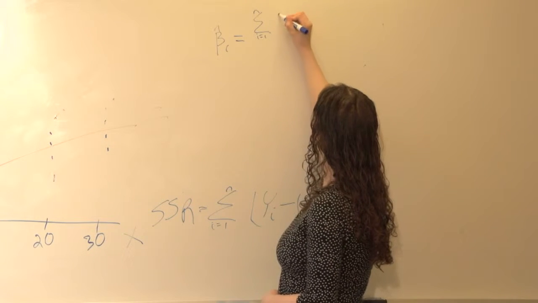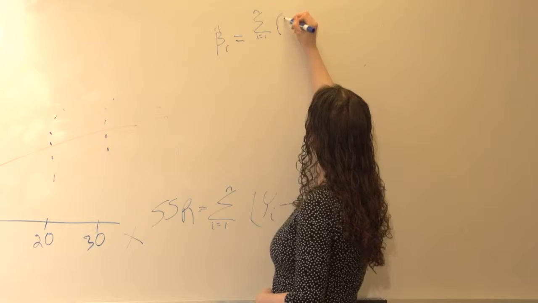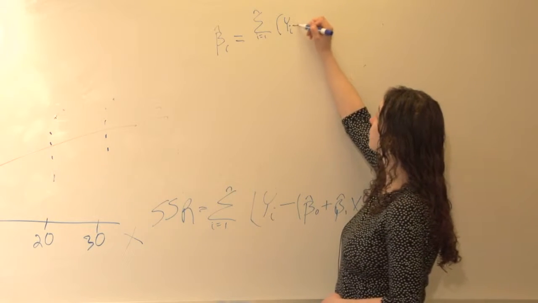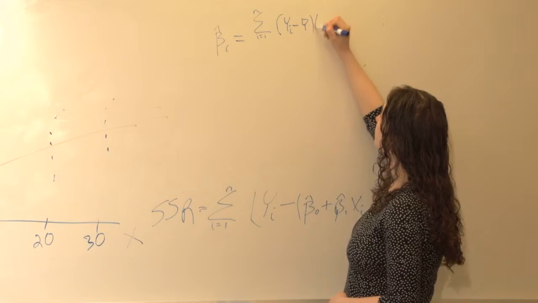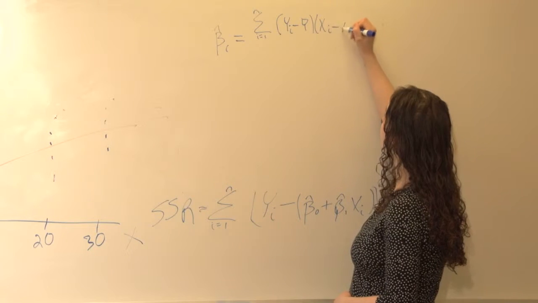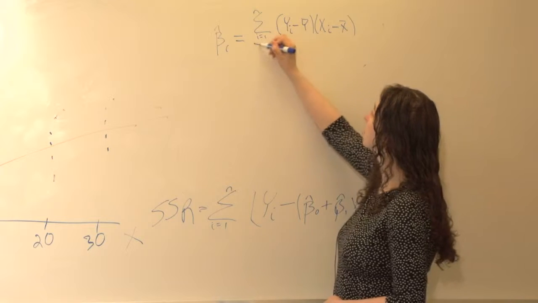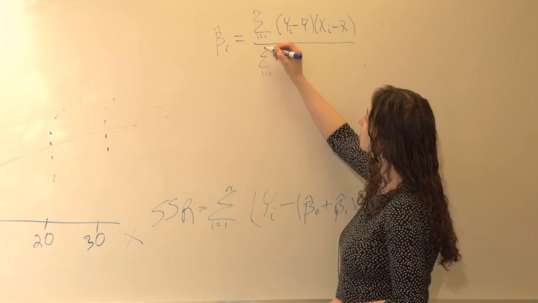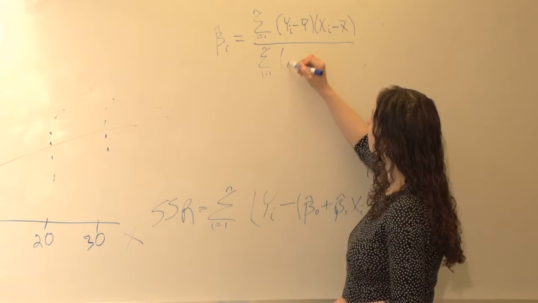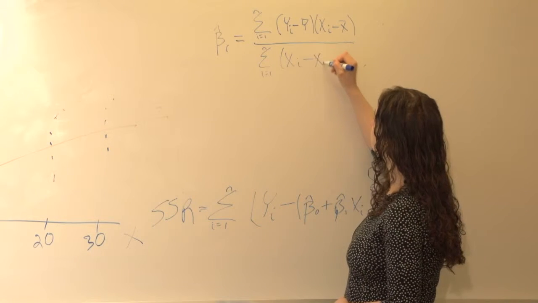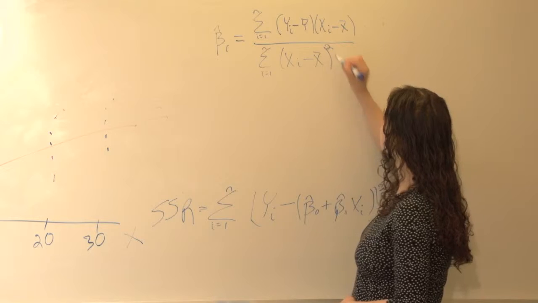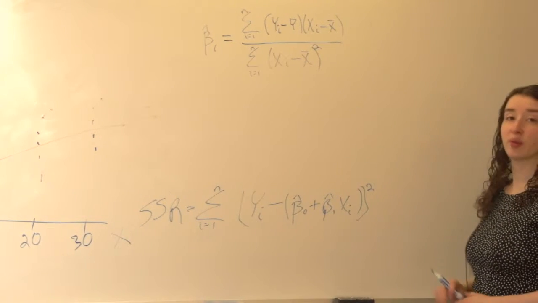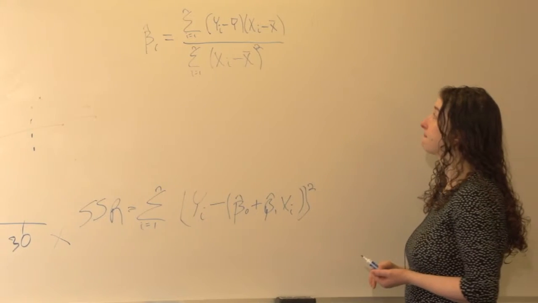Take the sum of the differences between each y value and the mean of all the y's times the difference between each x value and the mean of all the x's, divided by the sum of all the x values minus the mean of the x's squared. We're going to talk about this expression in a few different ways, but that's what the expression is.